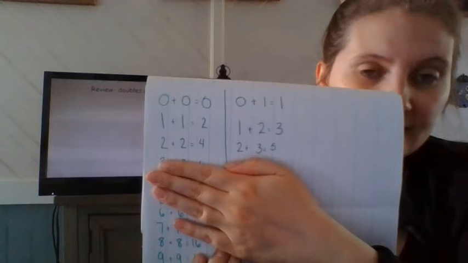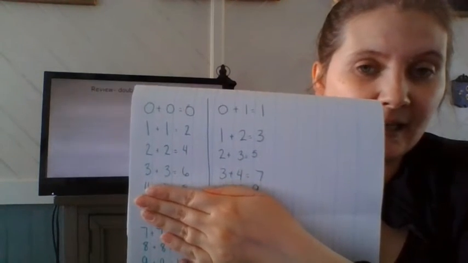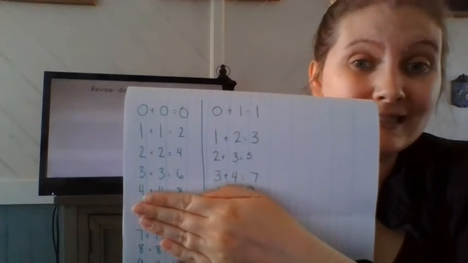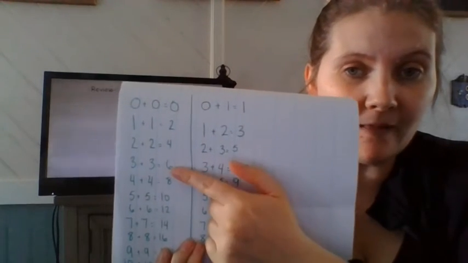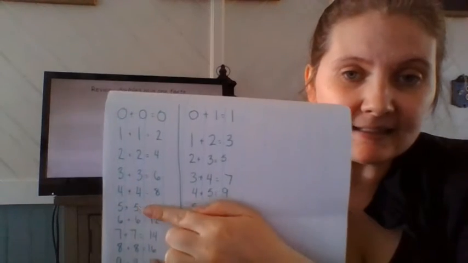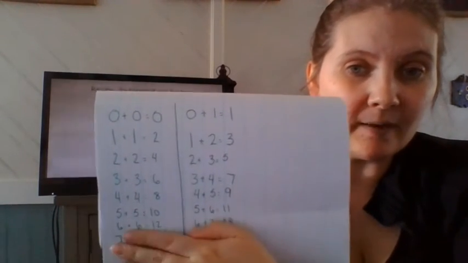Let's keep going. 3 plus 3 equals 6. My doubles plus 1 is 3 plus 4 equals 7. Do you notice how the sums have one more than the doubles facts? 4 plus 4 is 8. So 4 plus 5 is 9. It's one more. Great job.